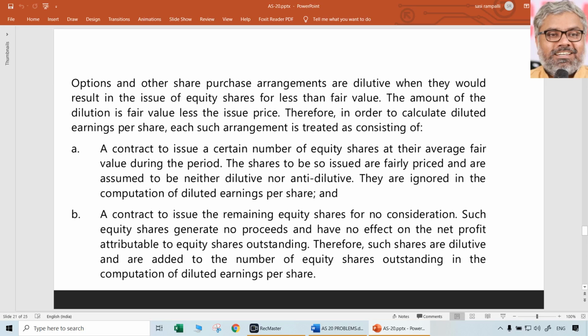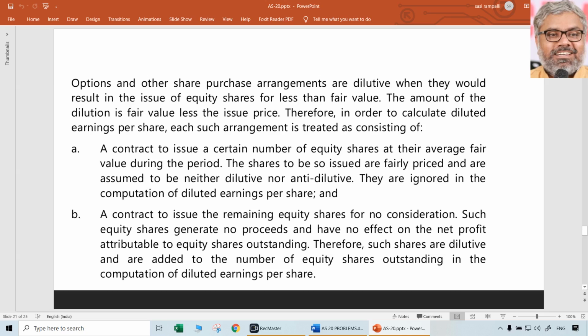Of course, there could be some special circumstances other than convertible preference shares and convertible debentures, which are very straightforward. In some cases there could be options or other share purchase agreements with potential equity shares. The logic to remember is that if those potential equity shares are issued at their fair value, or even at average fair value, then there is no dilution at all. There is no problem with that.